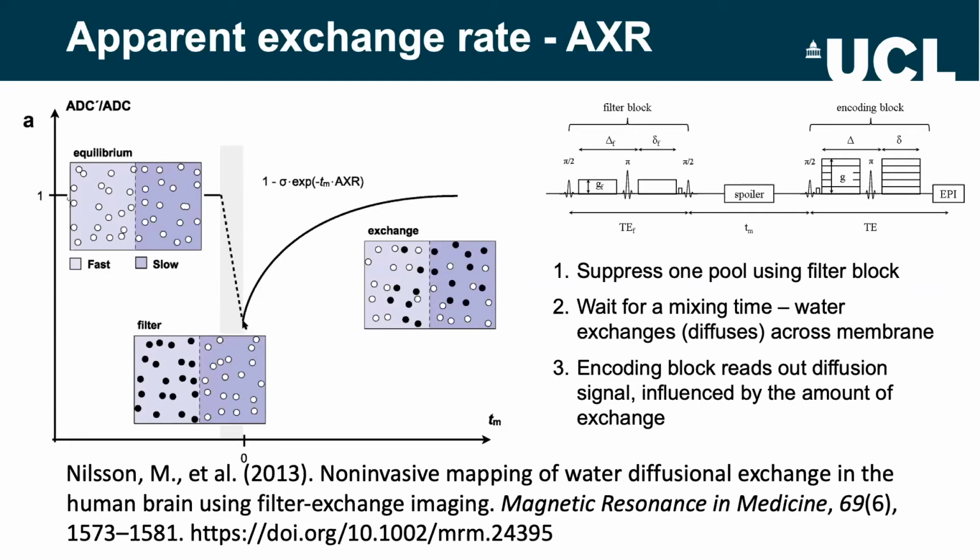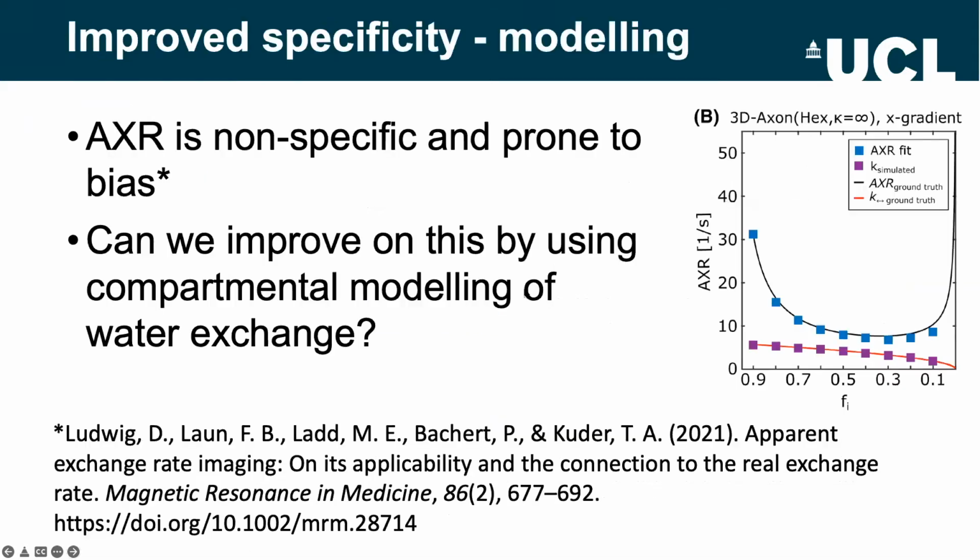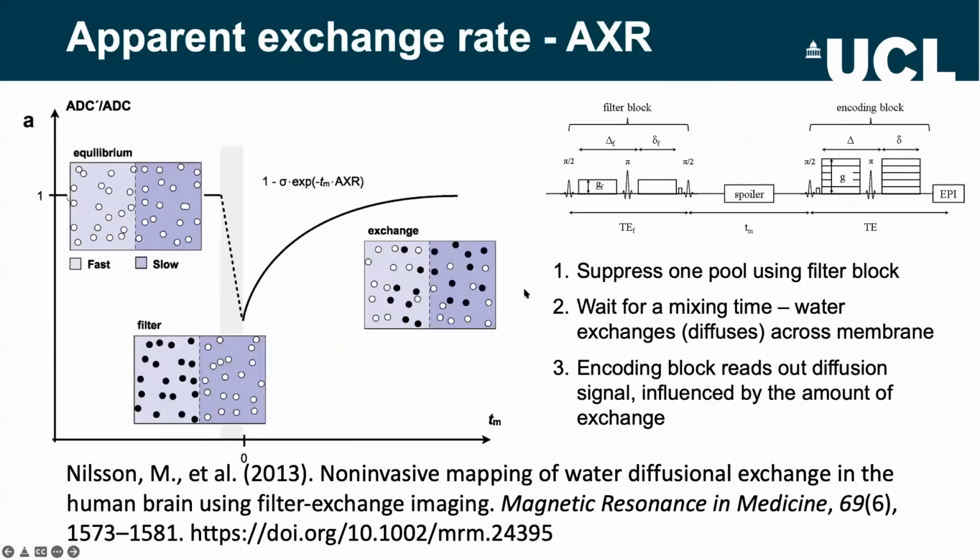And we can monitor how the signal recovers over time by measuring the ADC, and this ADC prime, the effective ADC, as a function of time. And that tells us something about the degree to which this intermingling has happened, and that's parameterized by this AXR, apparent exchange rate. So that's great, and it works.